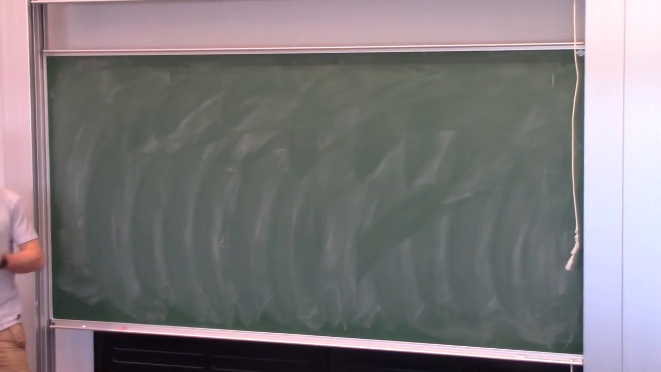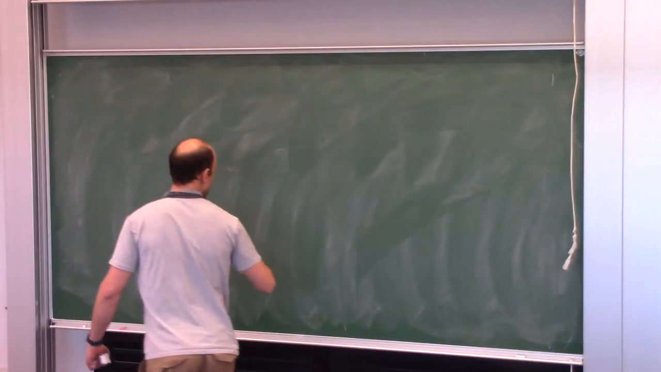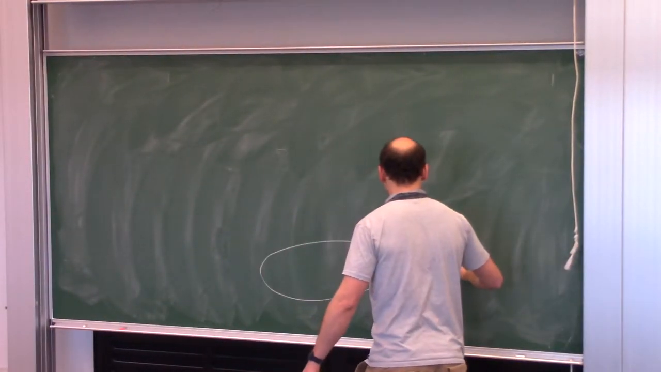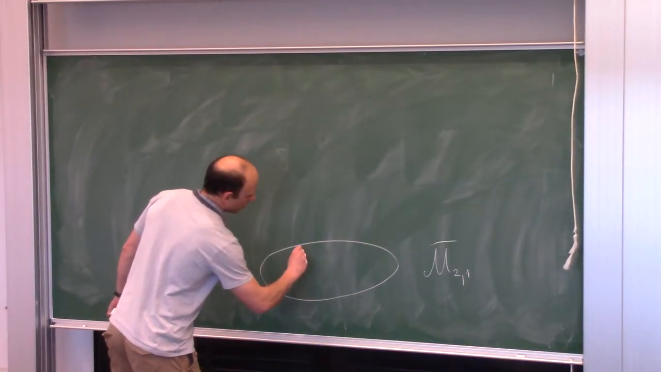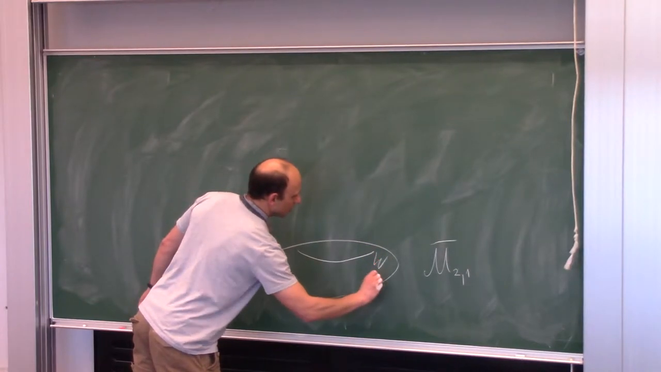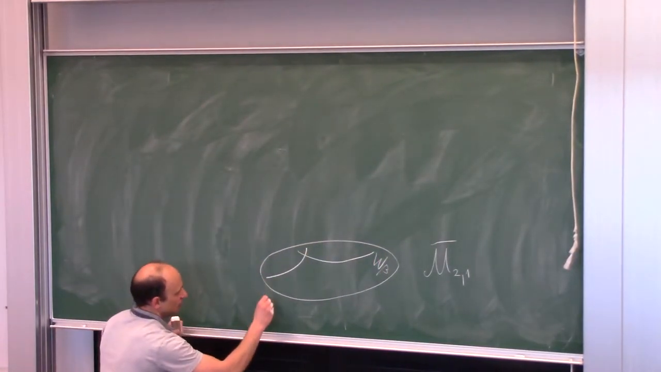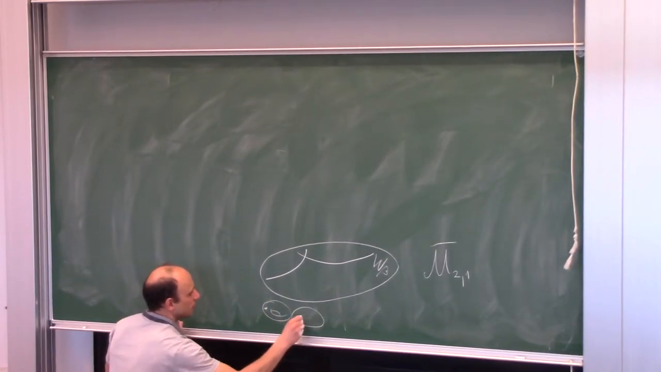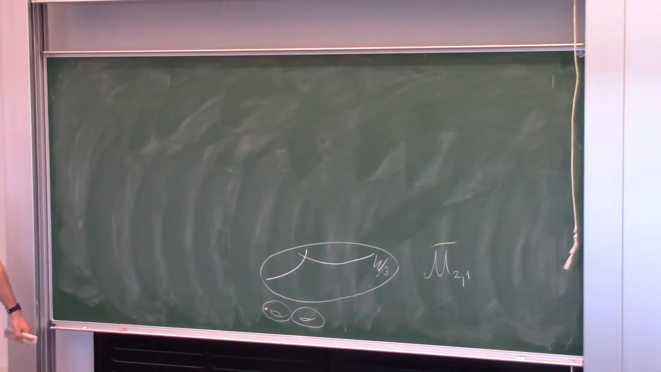Let's go to the example of the Weierstrass locus again. So here is M_{2,1} bar. Here is the Weierstrass locus. And here is the elliptic boundary divisor. So these are the loci where my line bundle L has a section.